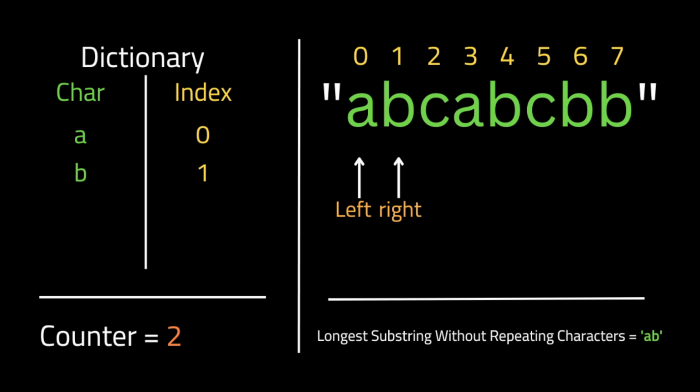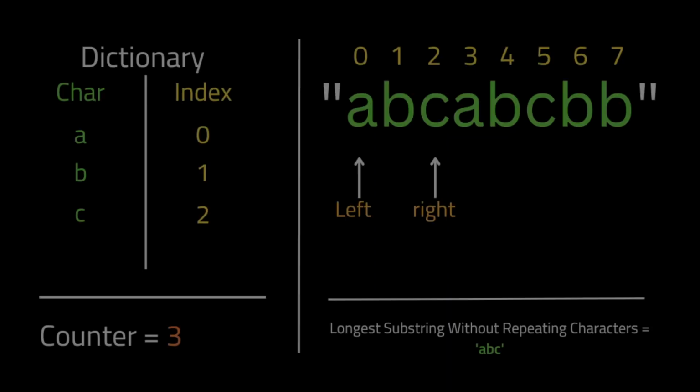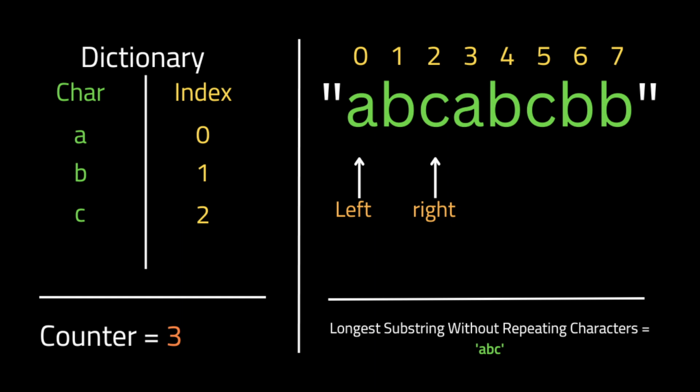We also must remember to update the counter so that it's equal to the length of the characters A and B, which is 2 in this case. The window is then expanded by moving the right pointer by 1, and since the letter C is not already in the dictionary, we add it as a key with a value of 2, which is the right pointer index. After updating the counter as usual to represent the length of the current window, we move the right pointer to the next letter by moving the right again by 1.